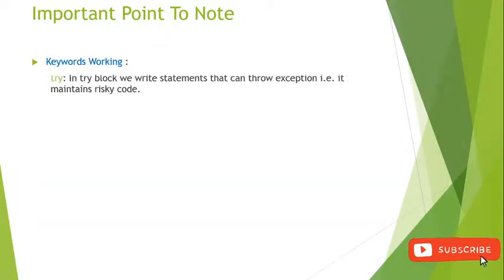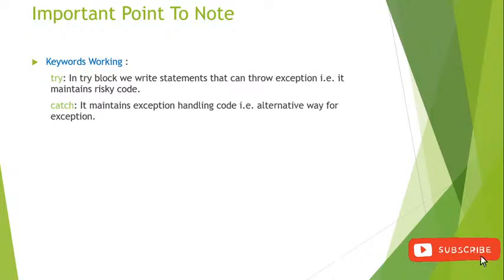So first is the try keyword. The try keyword is used to write risky code; risky code we can write inside the try block. Catch is used to write the exception handling code, the alternative way for the exception; we can write it inside the catch block. After that, we write the finally block. It maintains the cleanup code, like closing the resources and all. We will write that inside the finally block.